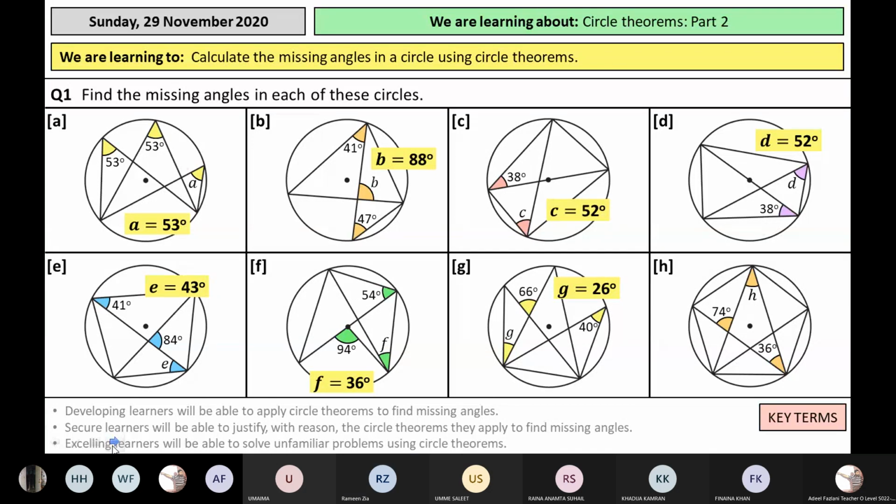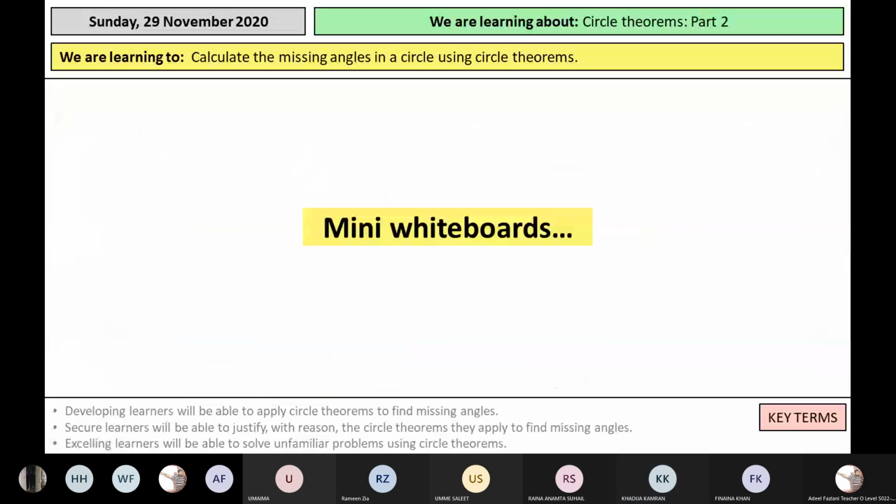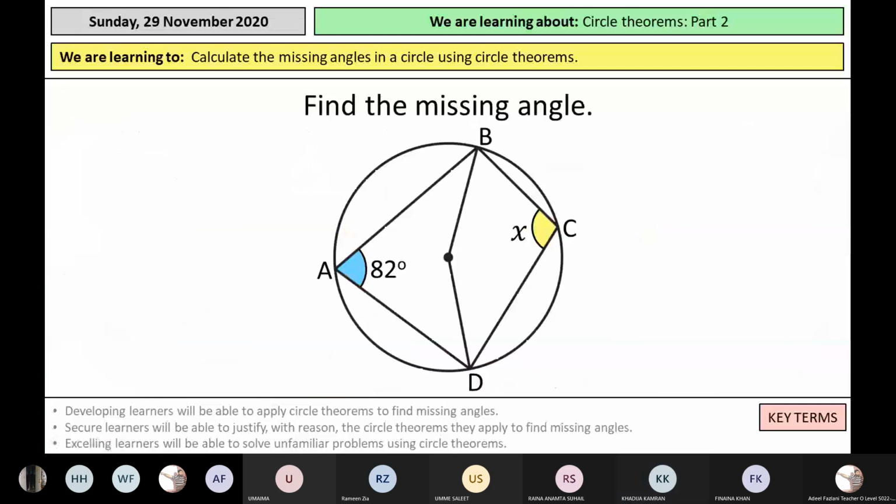Okay, now H part. Come on. Go ahead. Quickly. Be quick. 38. All right. 100% correct. It's 38. Okay, excellent. Now, missing angle.